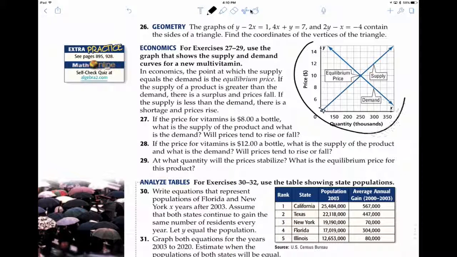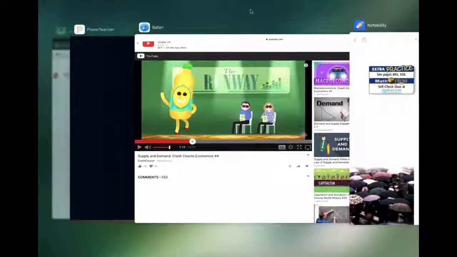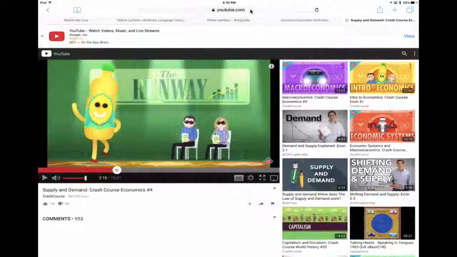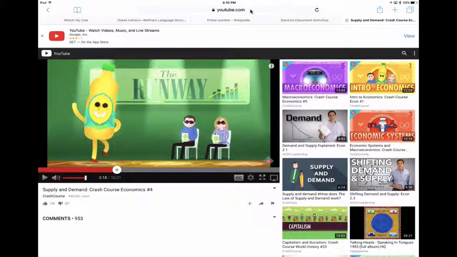But if you want to take a minute and a half and understand what this graph talks about, let's take a quick look at the runway of Crash Course Economics. If you haven't watched the Crash Course series of different things, you really should. It's wonderful. But anyway, let's just watch a minute and a half on supply and demand, which describes the graph that we're going to be working with in the homework.